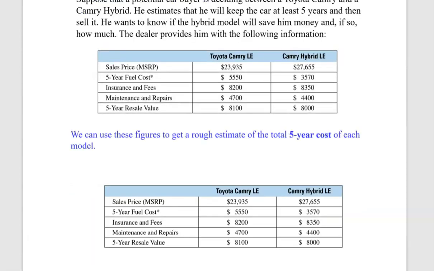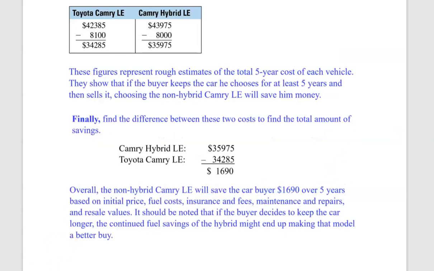Well, the 5-year resale value came from up here. So they subtracted those, and they've got 34,285 for the Camry, and then for the hybrid Camry, $35,975. This figure represents the rough estimates of the total 5-year cost of each vehicle. They show that if the buyer keeps the car he chooses for at least 5 years, then sells it, choosing the non-hybrid Camry will save him money.